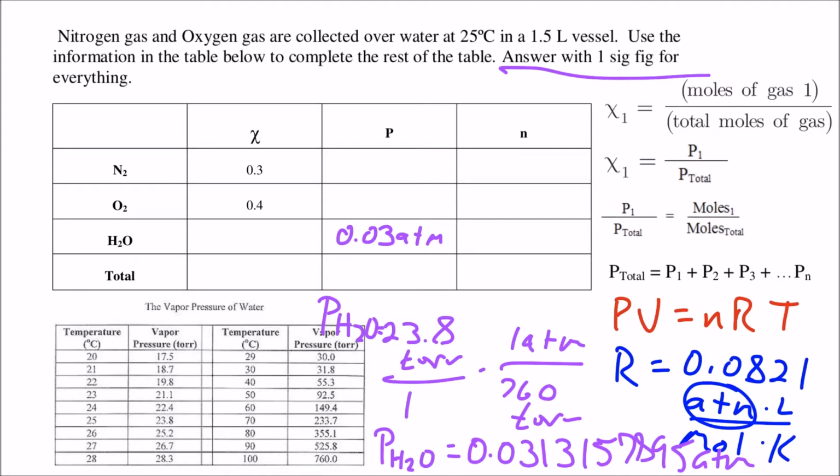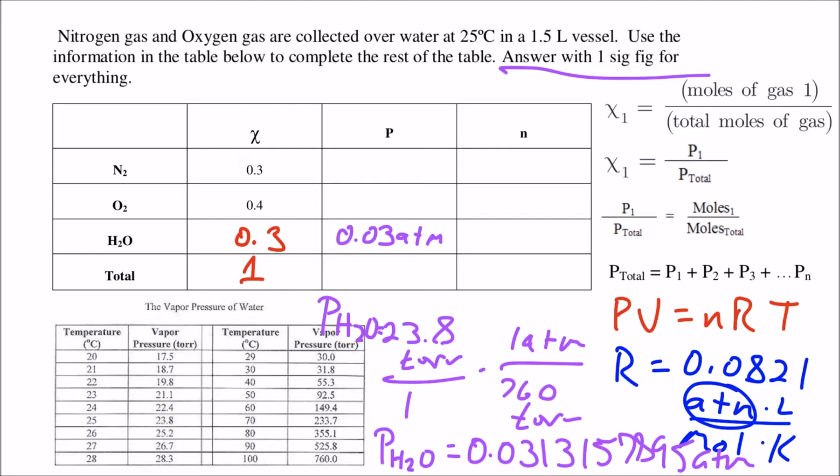Alright, let's keep going. Something else we know is that the mole fractions have to add up to be 1. All the mole fractions of all of the different gases in our table have to add up to be 1. So I'm going to go ahead and put a 1 right here, and that means that this has to be 0.3. Okay, now we are cooking.